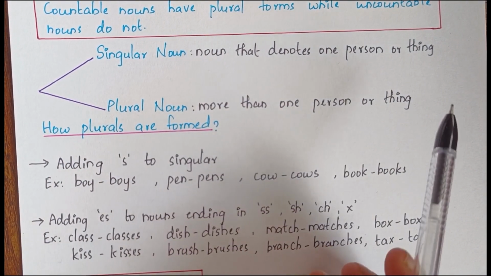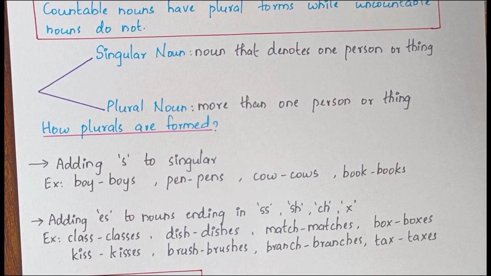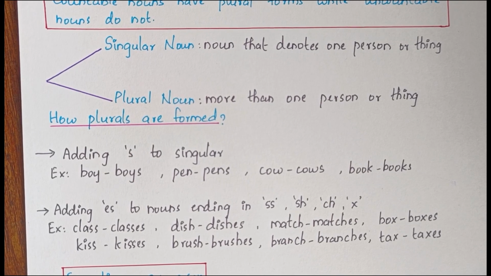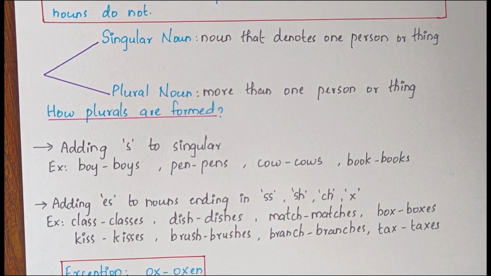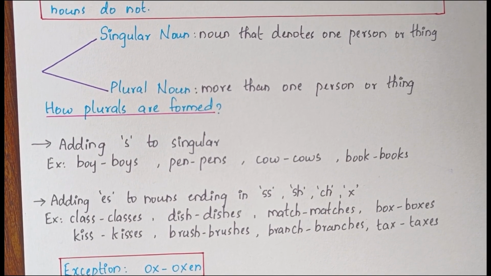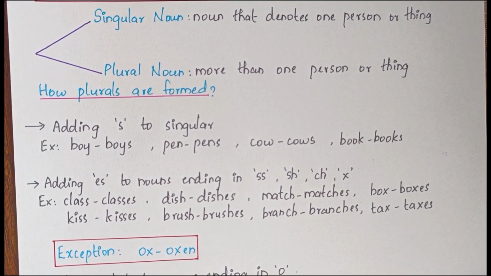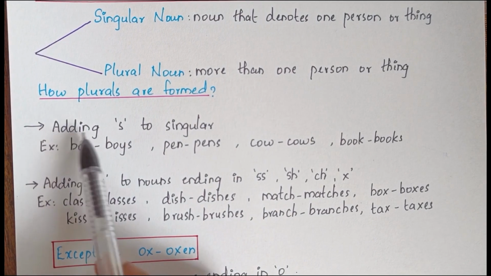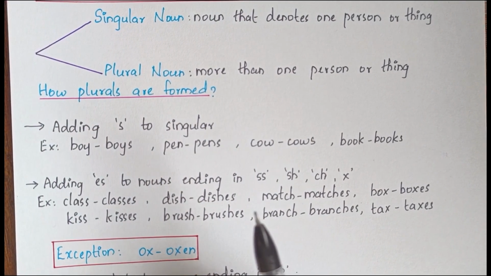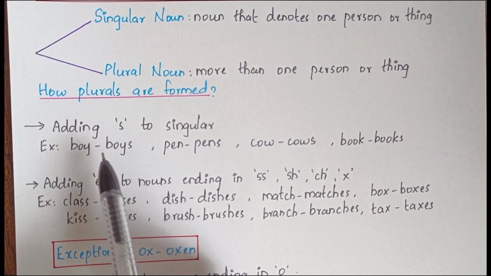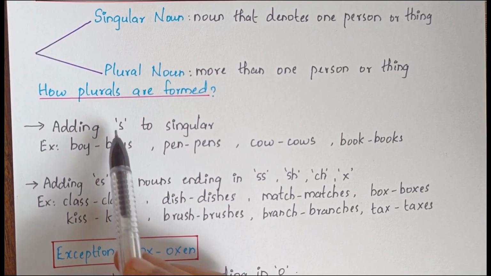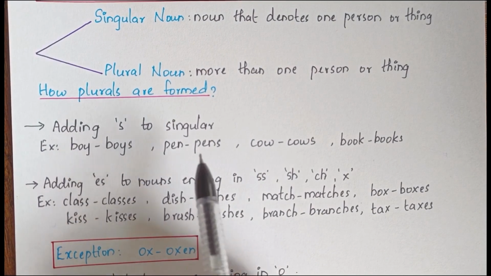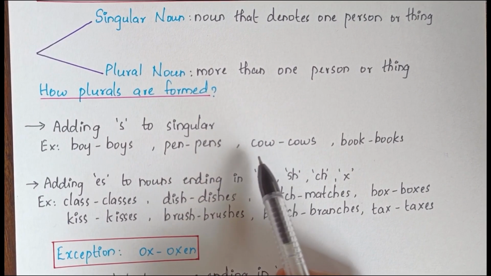So, now we can study how actually the plurals of different singular nouns are formed. According to that, we can also go through some grammar rules which will be useful. So, how actually are plurals formed? First case is by adding s to the singular. It's very common that most of the plurals are formed by adding the letter s to the singular noun. For example, boy, boys, pen, pens, cow, cows, book, books.